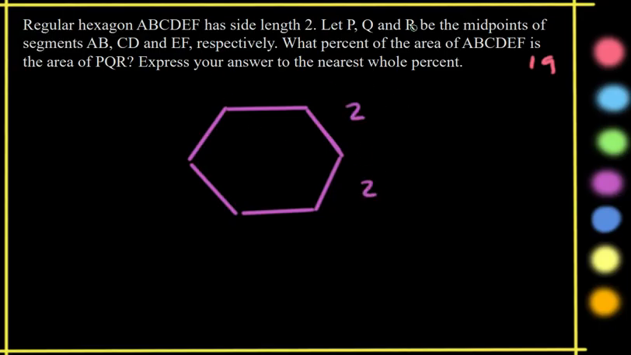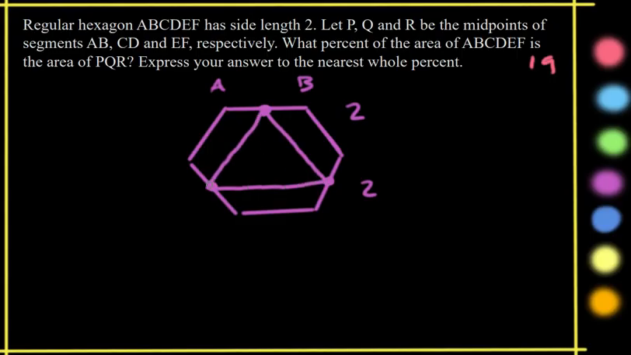And it says let P, Q, and R be the midpoints of AB. So let's say this is AB here. P is going to be the midpoint here, and then AB, CD, and EF. So those are those points, P, Q, and R. And then it says what percent of the area of the hexagon is the area of PQR? Okay, so PQR is going to be this triangle here.